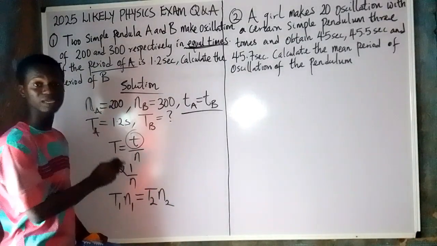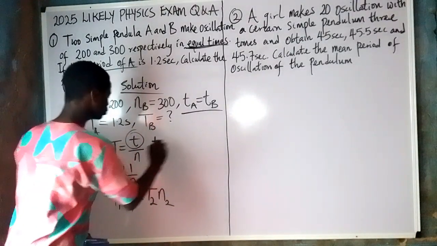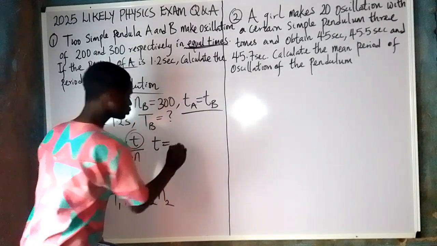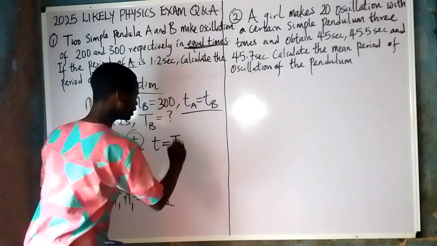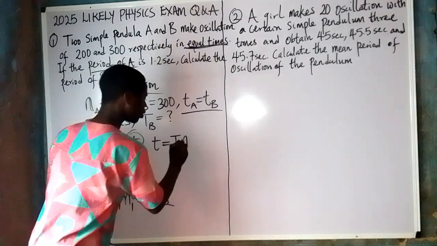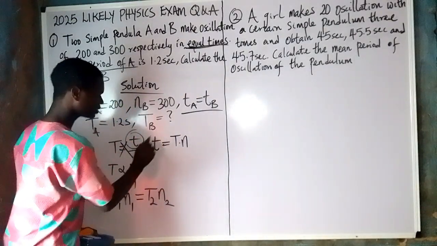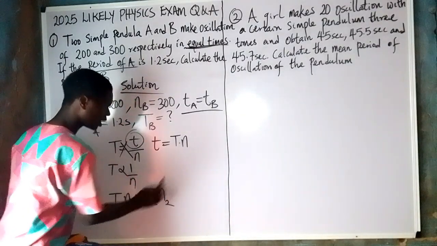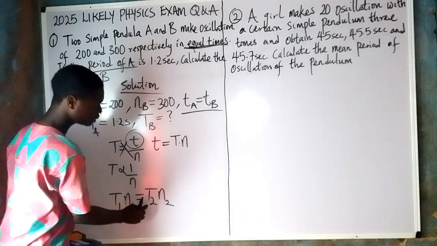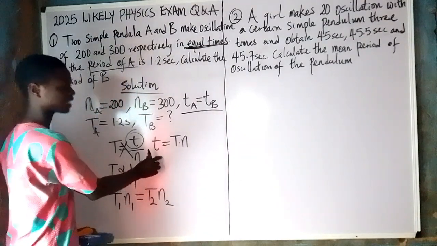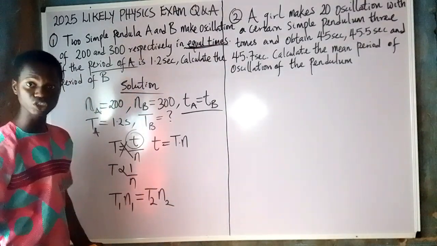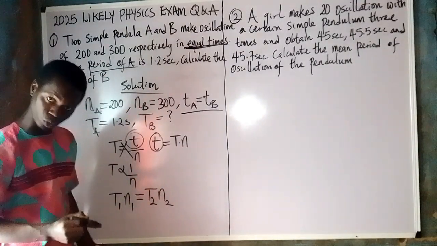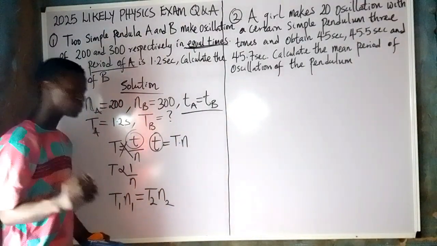How did I get here? Observe something. Let's make small t the subject. Cross multiply. Small t is equal to big T times small n. And we know that this small t is constant. So if we have T1 N1 on this side, and T2 N2 on this other side, they will be equal to each other, because we assume that small t is constant. So let's see how this will now work from here.